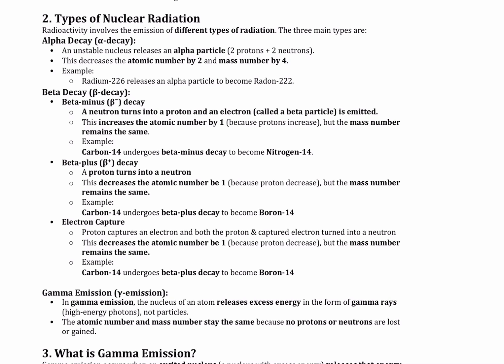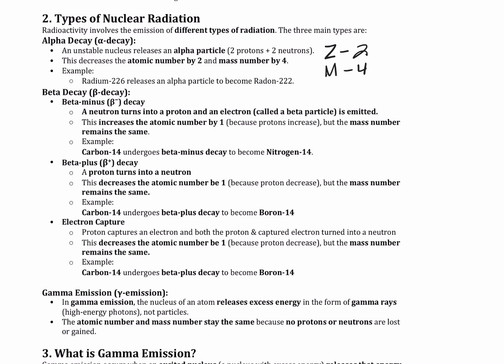The first of the three main types of radiation is alpha decay. Alpha decay is when an unstable nucleus releases an alpha particle, which is two protons and two neutrons. This decreases the atomic number by 2 and the mass number by 4. So with alpha decay, the atomic number decreases by 2, and the mass number decreases by 4.